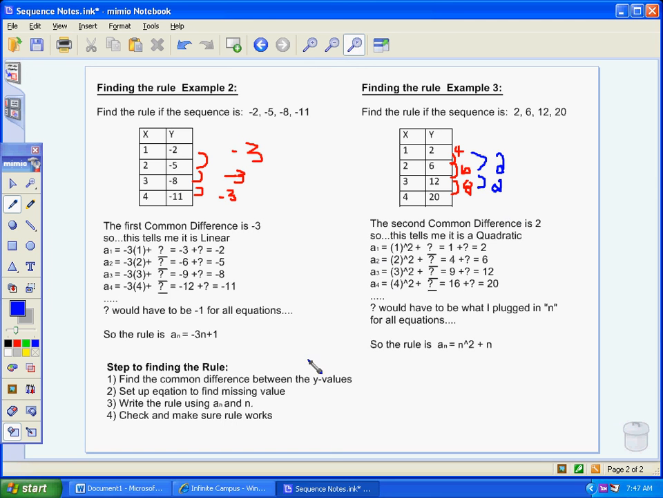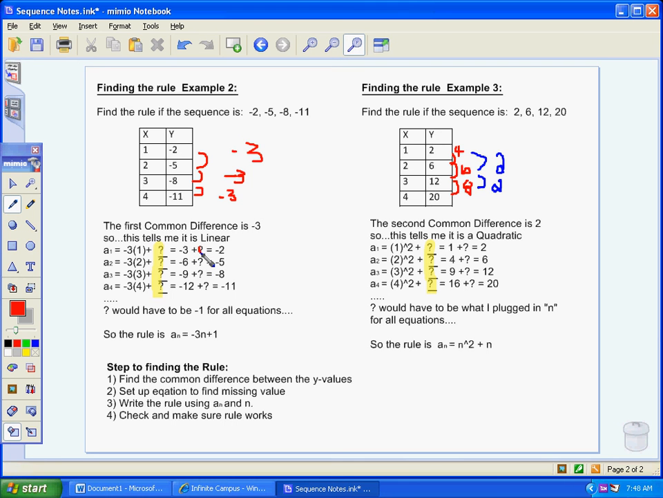So when we write our rules, if I know my common difference is -3, I know I have to take 1 times -3 plus or minus something to get to this answer. So that's why I have all these question marks right down here. And same thing here, I know that it's n squared plus a bunch of something else, and that's what I've got to figure out. So when I'm doing this and I go, okay, I know -3 times 1 is -3. What do I have to plug into this question mark to get a -2?